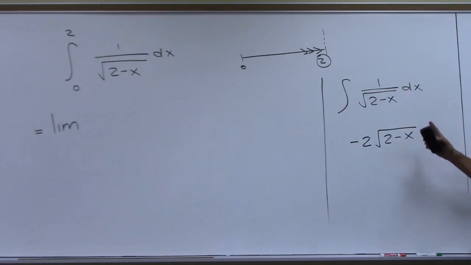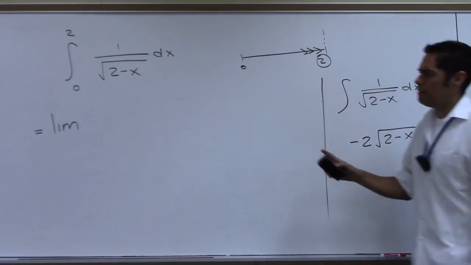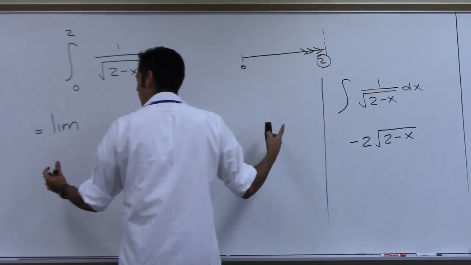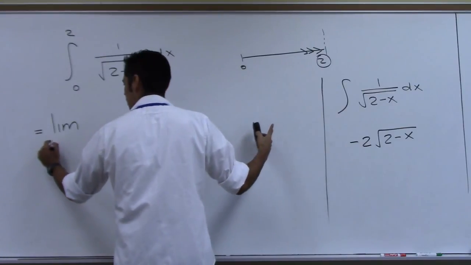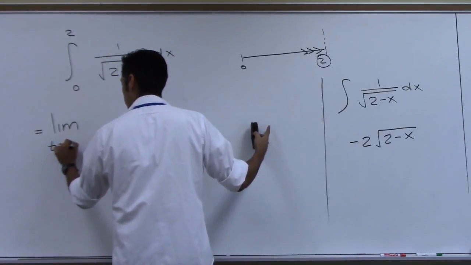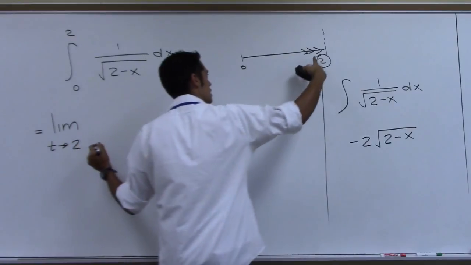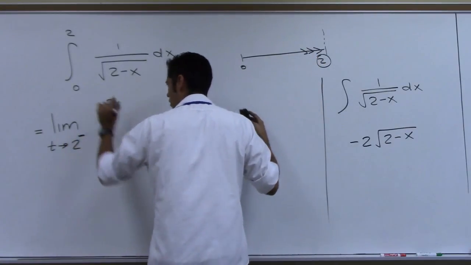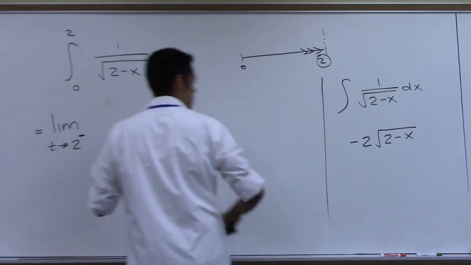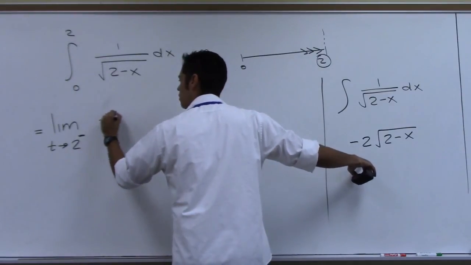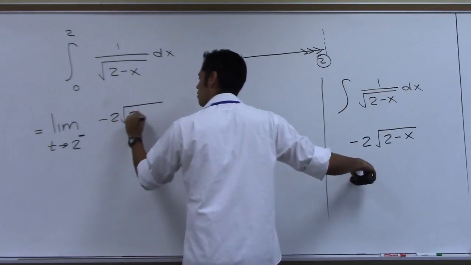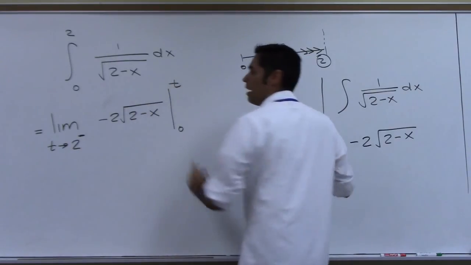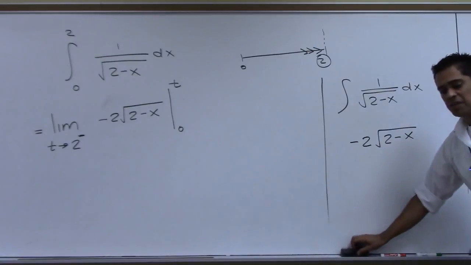All right, so I'm going to set up a limit. I'm going to let what approach what, and from what side? T approaches 2 from the left of, we already did the antiderivative, so this thing, -2 root 2 minus x, evaluation bar 0 to t, right? Replacing the 2 with t.